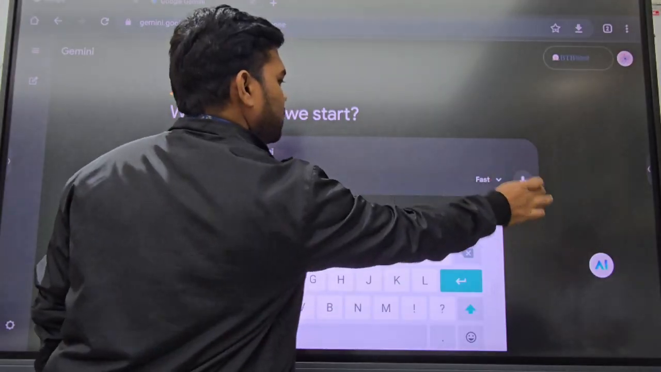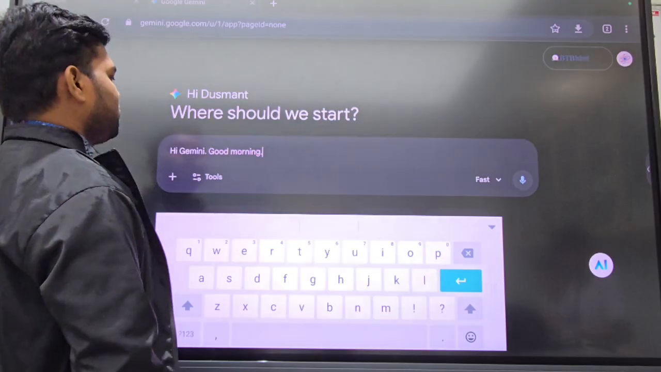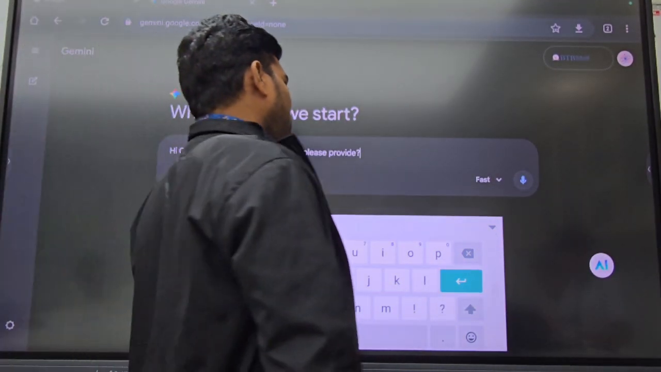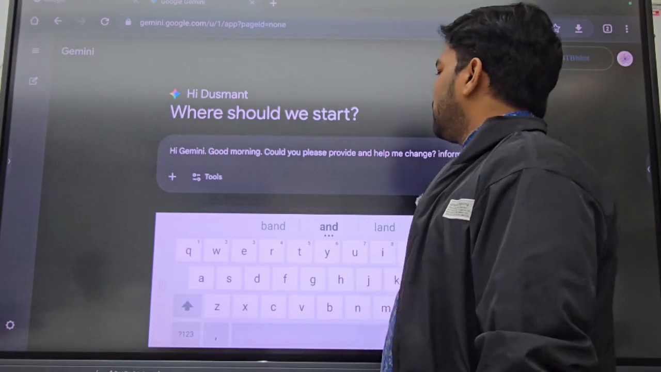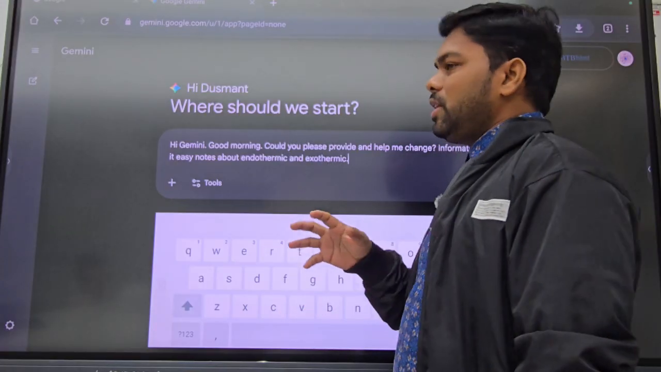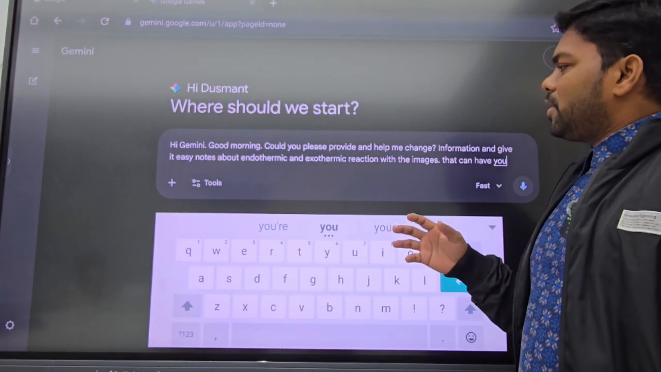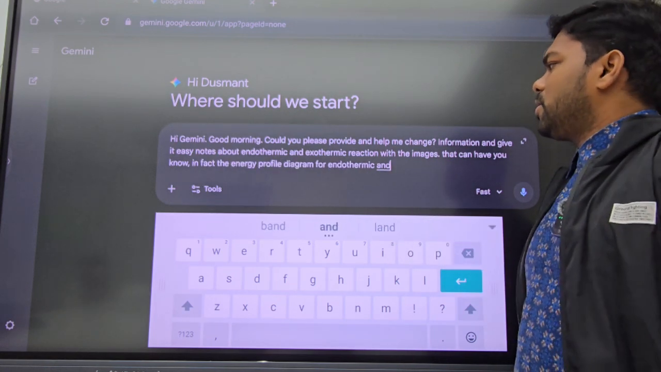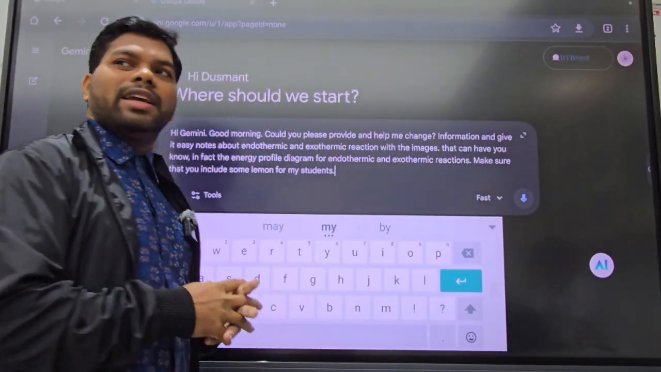Alright? You should first press. Hi Gemini, good morning. Could you please provide enthalpy change information and give easy notes about endothermic and exothermic reaction with sort of images, in fact, the energy profile diagram for endothermic and exothermic reactions. Make sure that you include some mnemonics for my students so that they can learn easily.